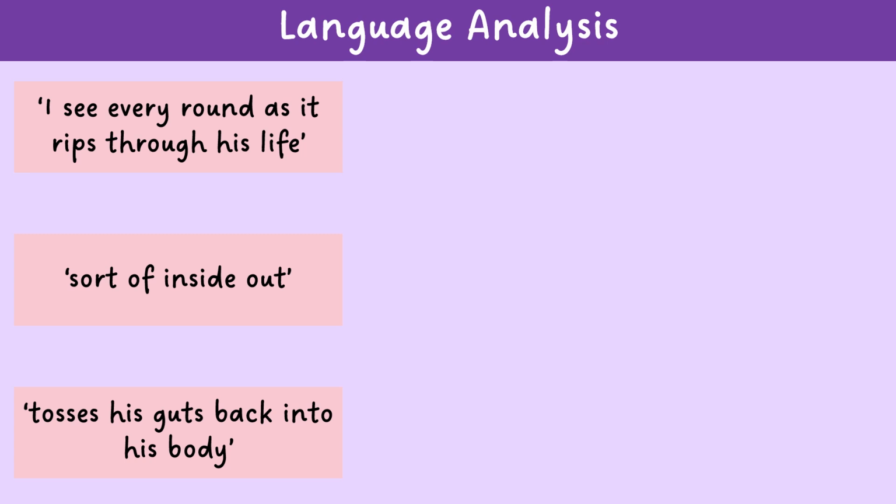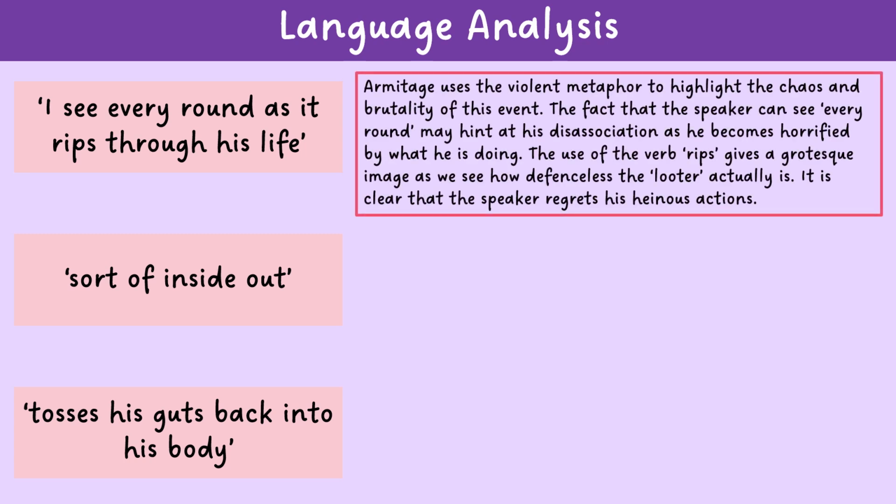The metaphor, I see every round as it rips through his life, highlights the impulsive decision made by the soldier to begin shooting without making an informed decision. War here, then, is presented as being grotesque and chaotic. The speaker sees every round, which highlights that he may be troubled by what he's done, and is constantly reliving his part in the shooting.